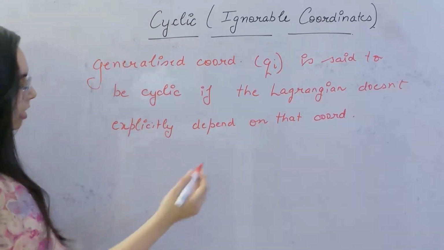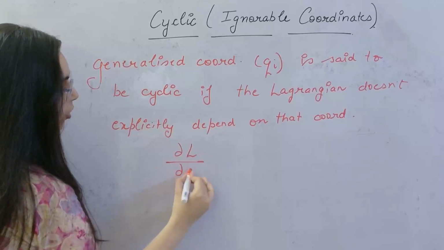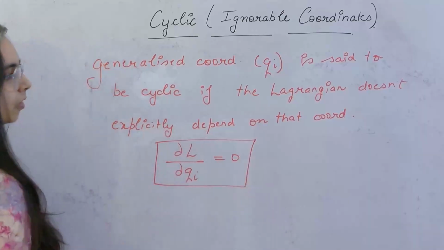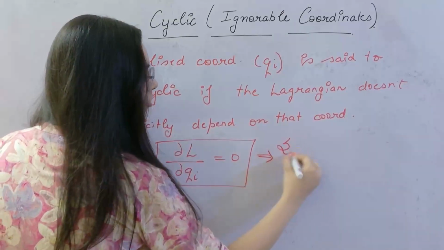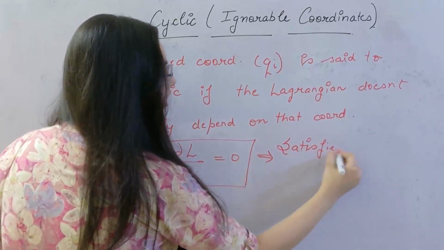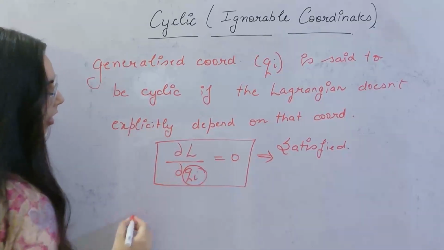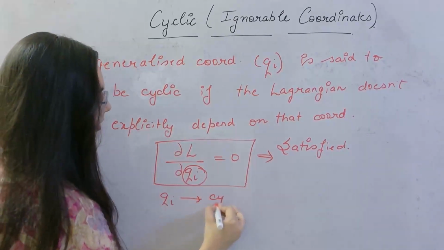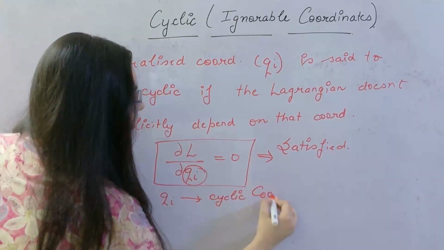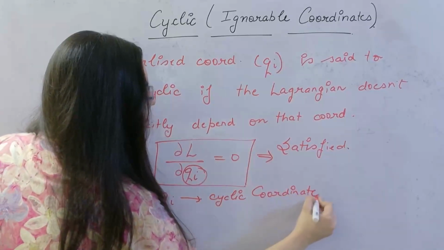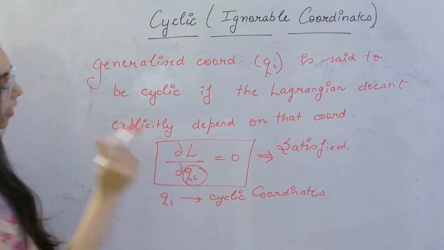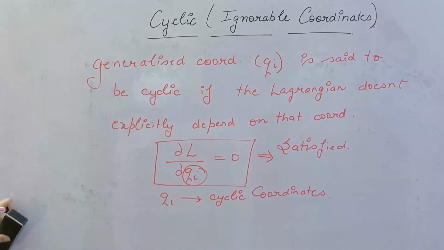What does that mean? This means that the partial derivative of the Lagrangian with respect to the coordinate is zero. If this condition is satisfied, then we can say that this particular coordinate, which is qi or some coordinates, is my cyclic coordinate. So this condition must be satisfied.